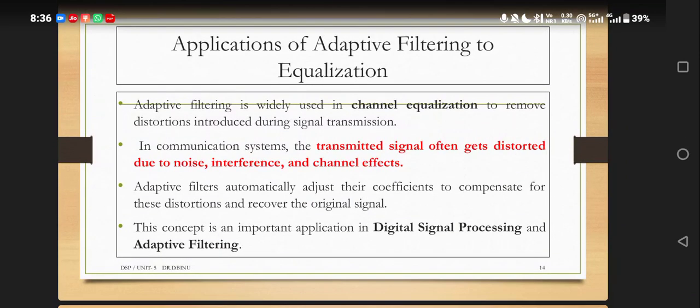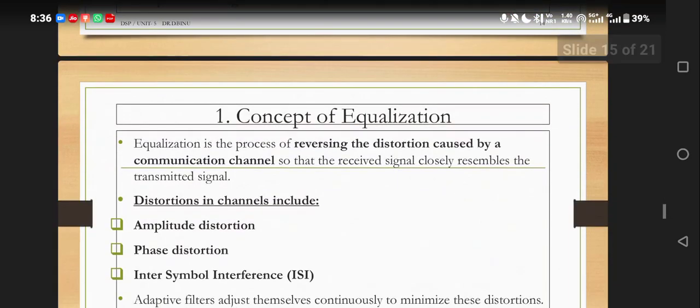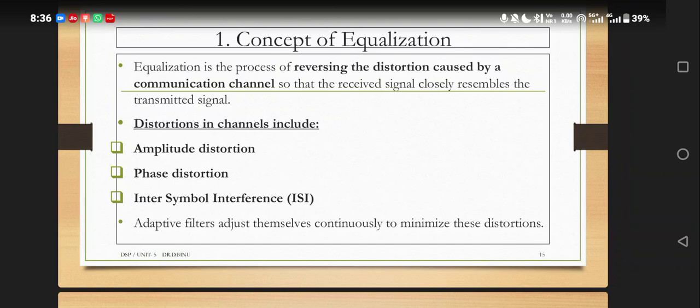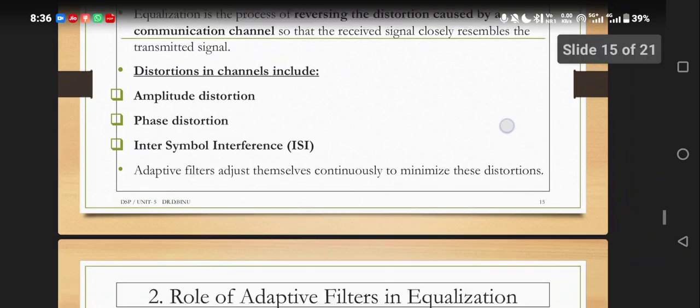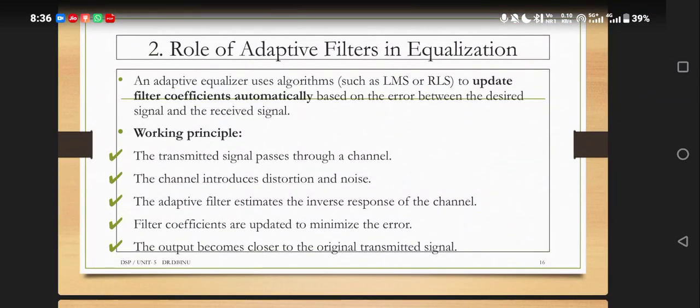Applications of adaptive filters to equalization. Channel equalization is widely used to remove distortion introduced during signal transmission. Concept of equalization. Equalization is the process of reversing the distortion caused by a communication channel so that the received signal closely resembles the transmitted signal. Distortions in a channel include amplitude distortion, phase distortion, and intersymbol interference. Role of adaptive filters in equalization, which update the filter coefficients automatically.